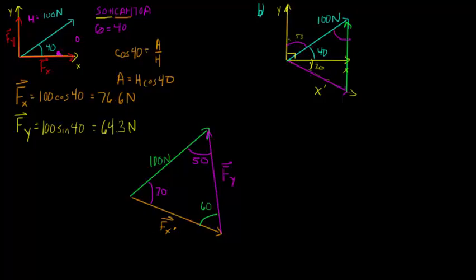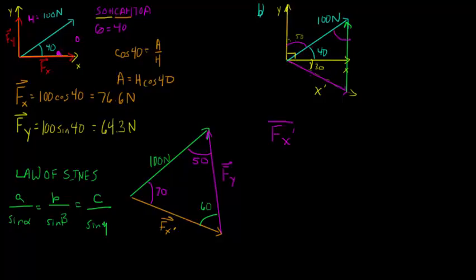Now, in this example, we can't use SOH CAH TOA because it's not a right triangle, so we need to use the law of sines. It is the ratio of the length of a side to the sine of its corresponding opposite angle. In our case, f of x, f of y, and 100 newtons are the lengths of our sides, and these correspond to these different angles. So let's look for f of x prime first. F of x prime is across from 50 degrees, so here is going to be the sine of 50.